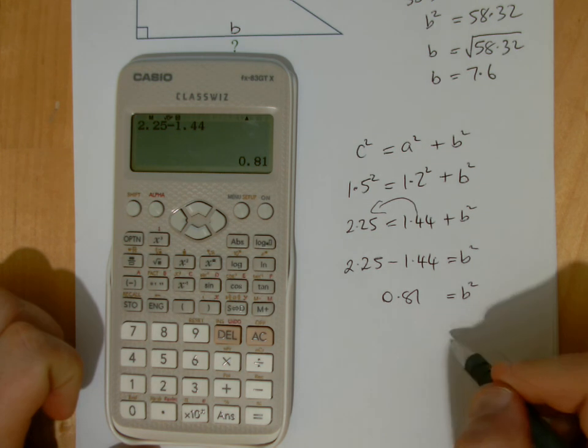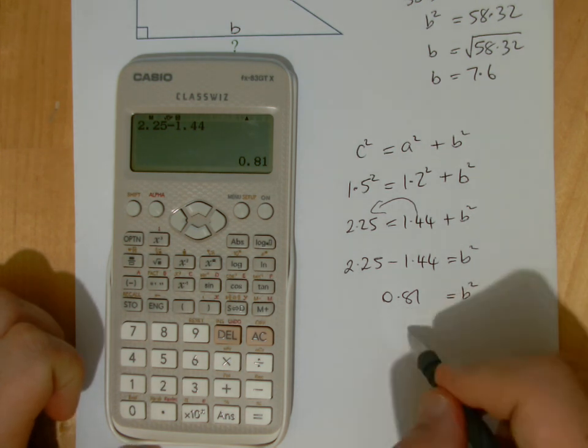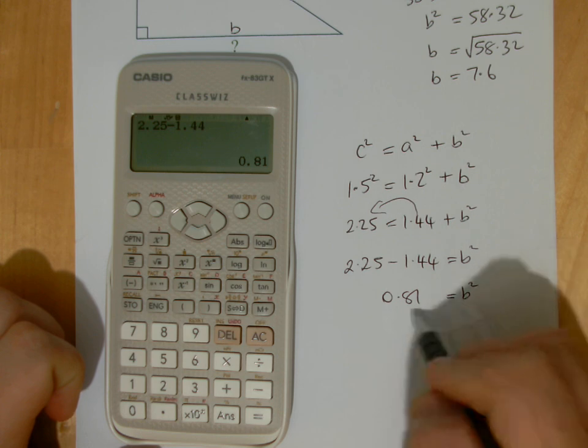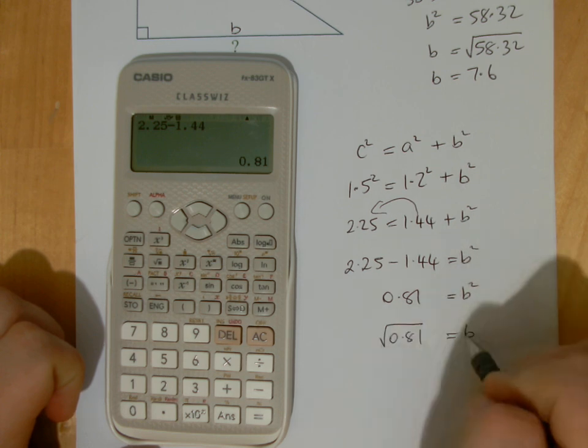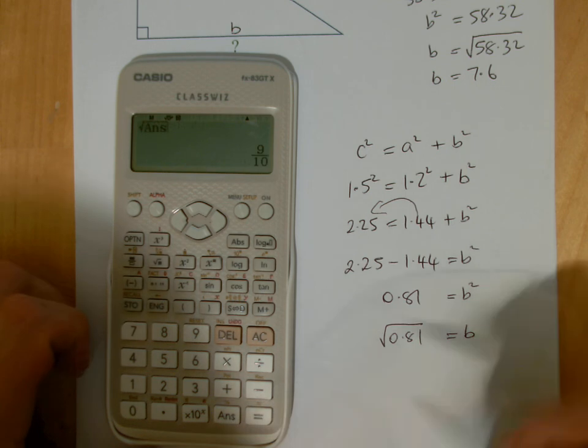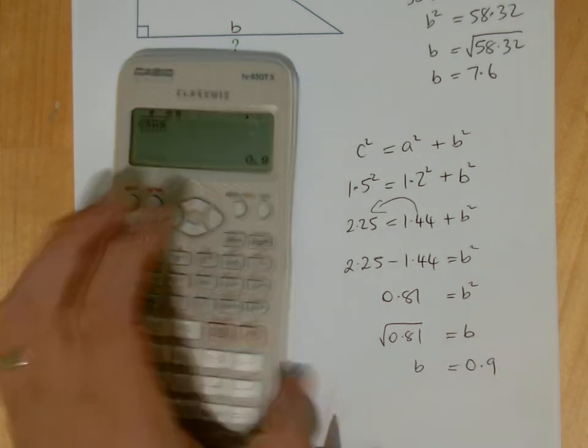So then to get B, I've got to think what the square root of this is going to be. Because you're squaring something to get 0.81, so square root that, and you get B. So my calculator square root, and that comes out to be 0.9.